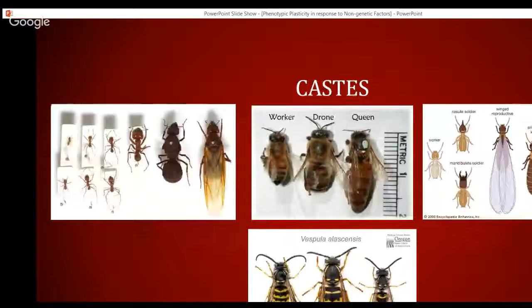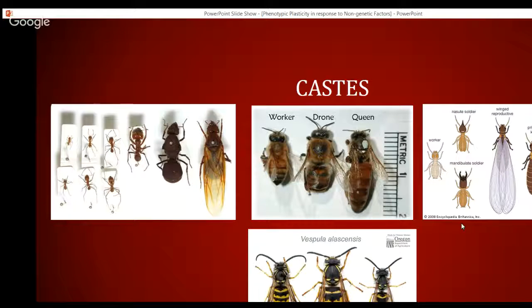So what is a caste? A caste is a specific set of individuals which have a certain task. So there's one caste that does one task in the colony, and another will do a separate task. So it's like a different kind of job.